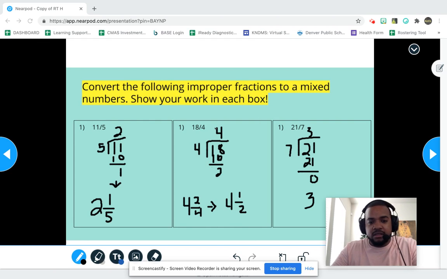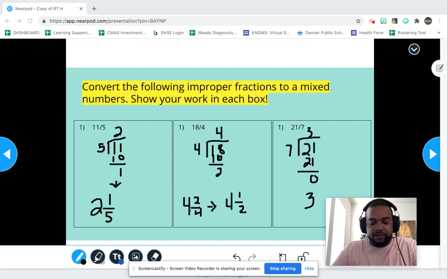For this second one, I have 18 in the house, 4 outside, because my numerator goes inside the house. My denominator goes outside the house, and I'm dividing by the 4. I want to make groups of 4 out of 18. In 18, I can make 4 groups of 4. That's 16 total, which means it leaves me 2. I made 4 whole groups. I had 2 left out of the 4 I needed to make another group.